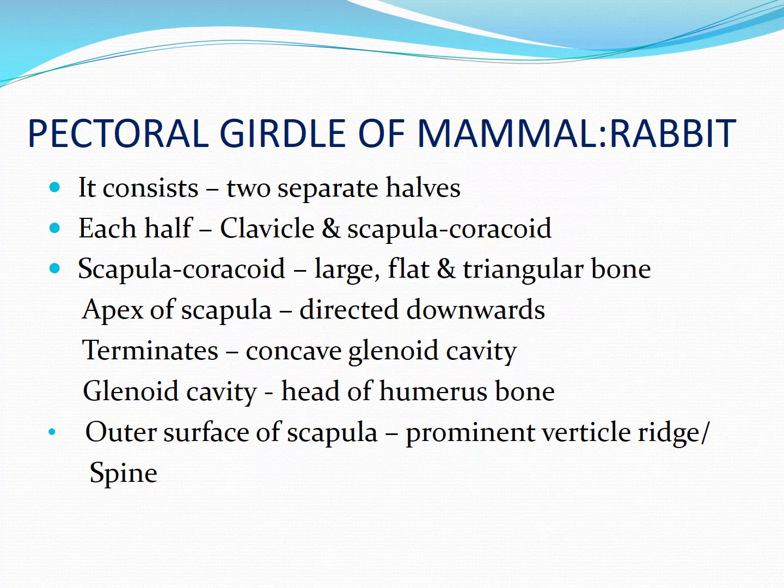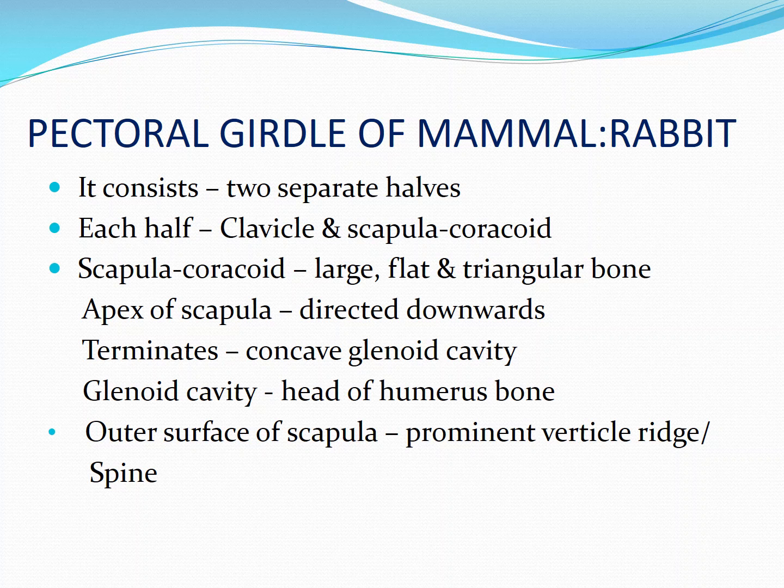Coming to the last one, pectoral girdle of mammal or rabbit. In case of mammal, the pectoral girdle consists of two separate halves which are not united, unlike that of amphibian and bird. Each half of the pectoral girdle in turn consists of clavicle and scapula-coracoid. The scapula-coracoid is a large, flat and triangular bone.